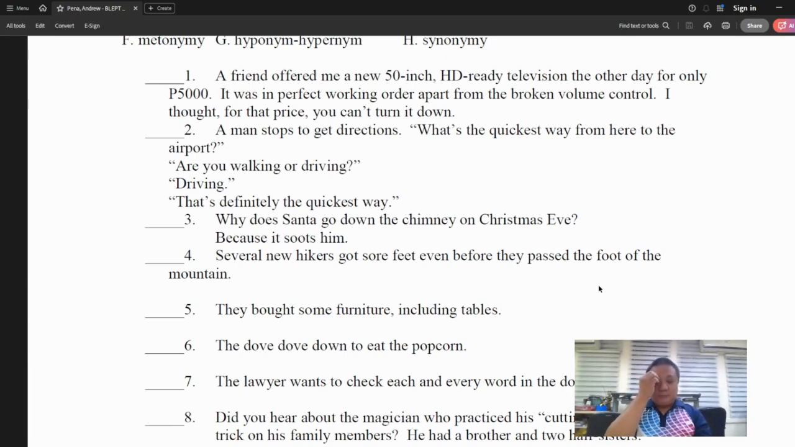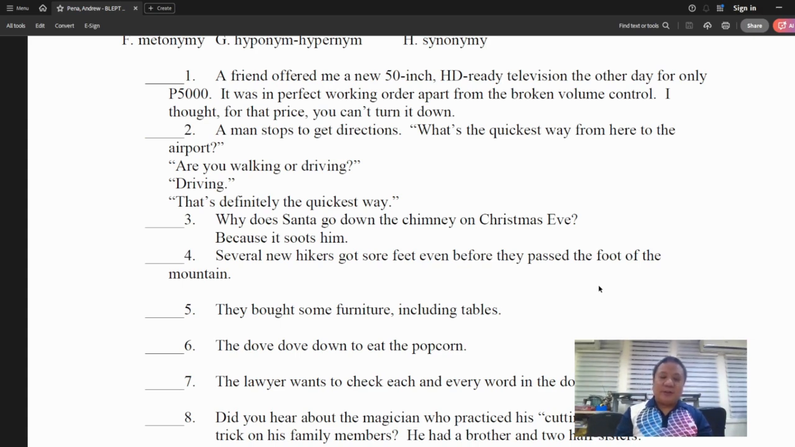Number 2, a man stops to get directions. What's the quickest way from here to the airport? Are you walking or driving? Driving. That's definitely the quickest way. So the answer here is also B, homonymy. Way could mean manner. It could also mean direction. So these are homonyms.